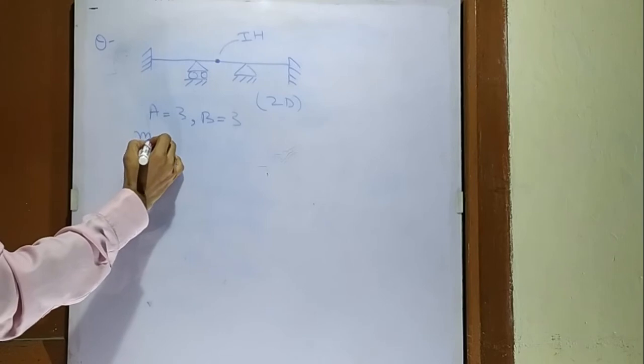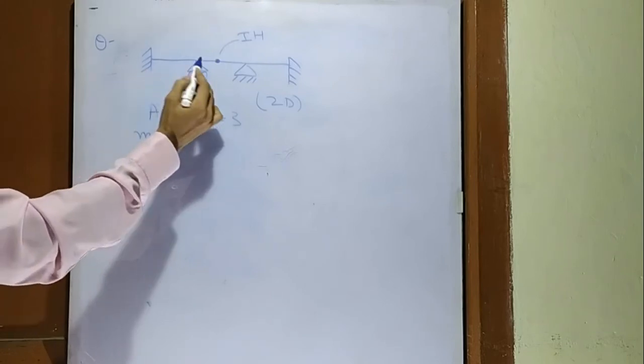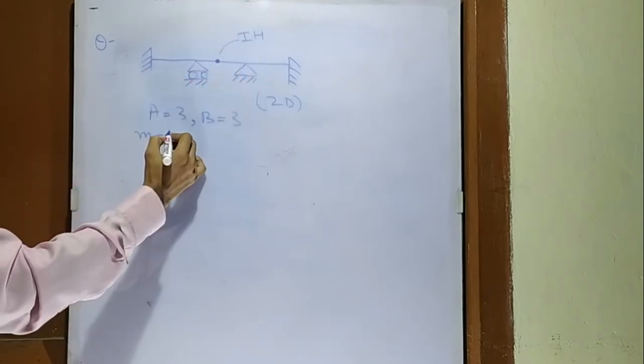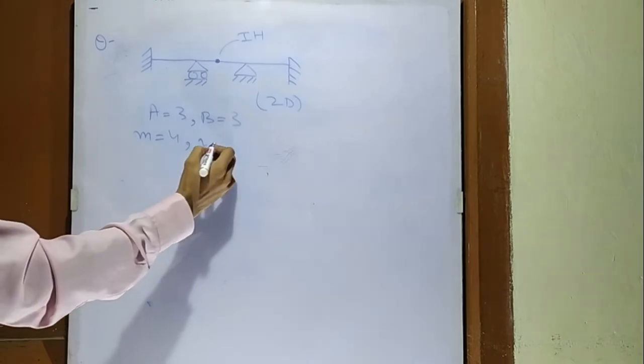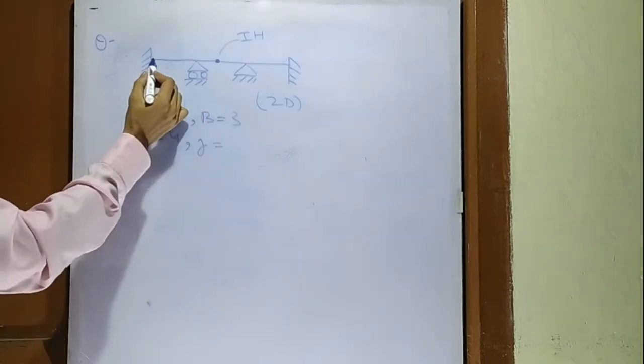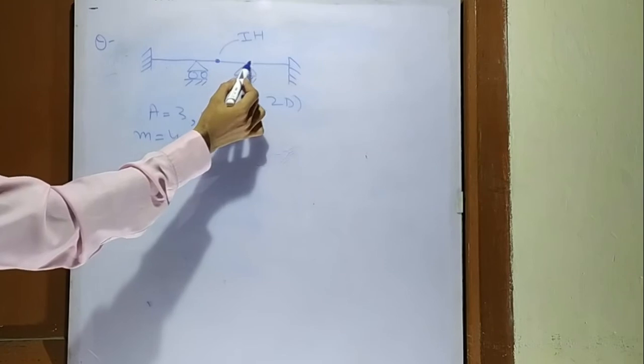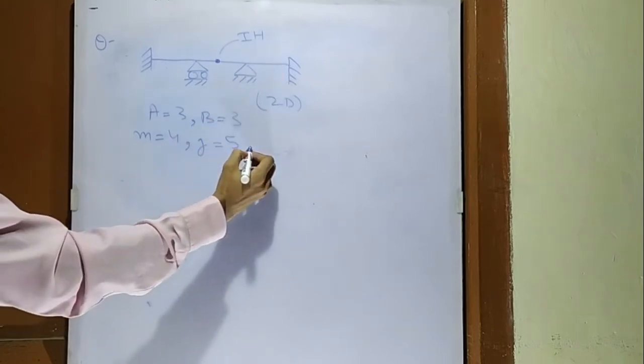Now what is the number of members? Number of members is 1, 2, 3, 4. Number of members is 4. Okay, what is the number of joints? Number of joints is 1, 2, 3, 4, 5. Number of joints is 5.